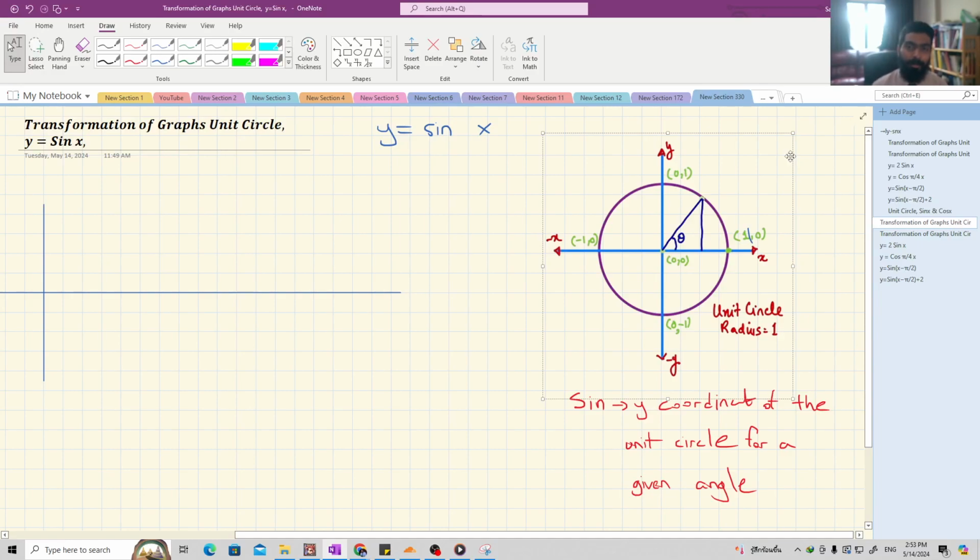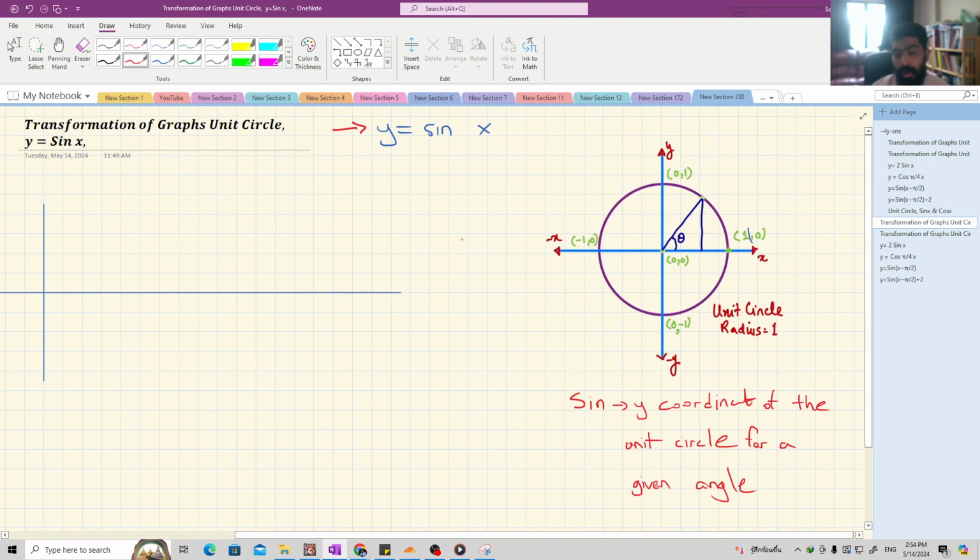Now, today I'm going to be teaching you a little bit about transformation of graphs. Now, without wasting any time, let us dive right in. So, first and foremost, guys, we're going to be learning about how to graph the basic sine graph, which we have right here. Y is equal to sine of x.